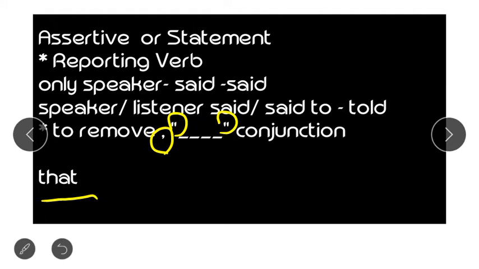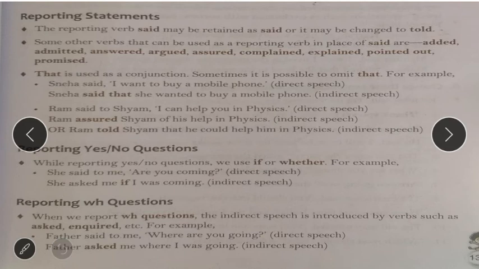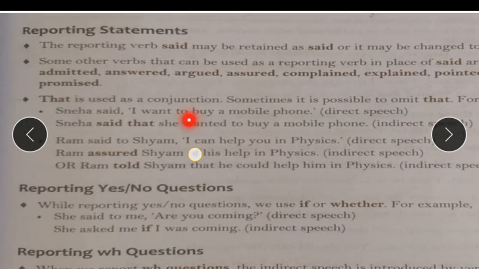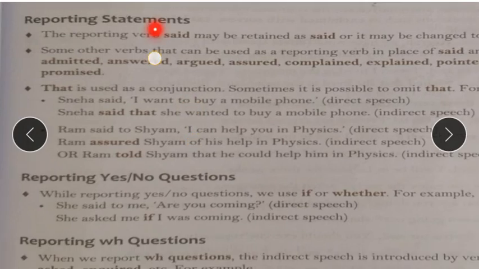Now let's see your book exercise. Here is your book exercise and these are the reporting statements. You know that reporting statements are assertive sentences. So first of all, you have to identify the sentences given in the direct speech. If the sentences are statements, you have to change them as follows. You have to follow these rules.